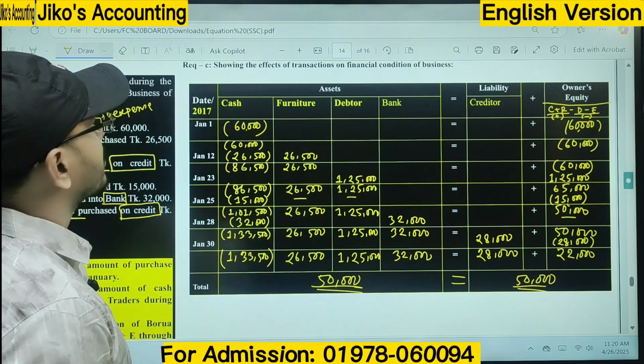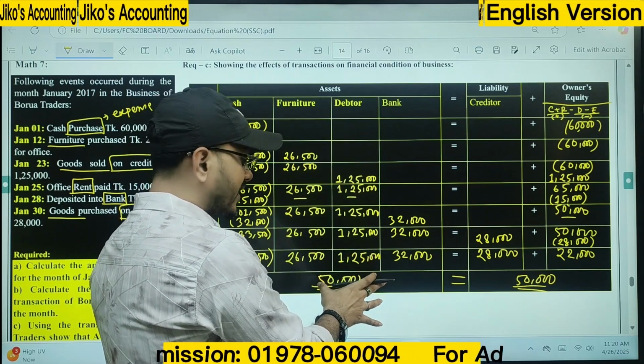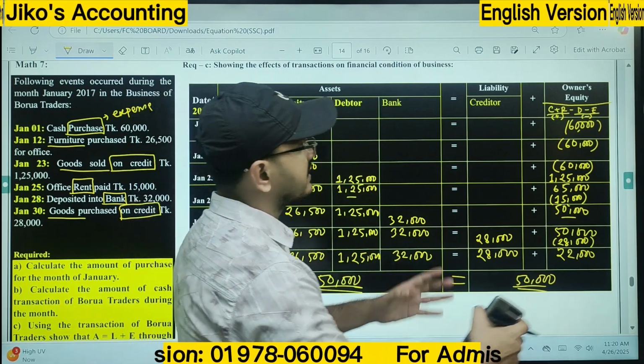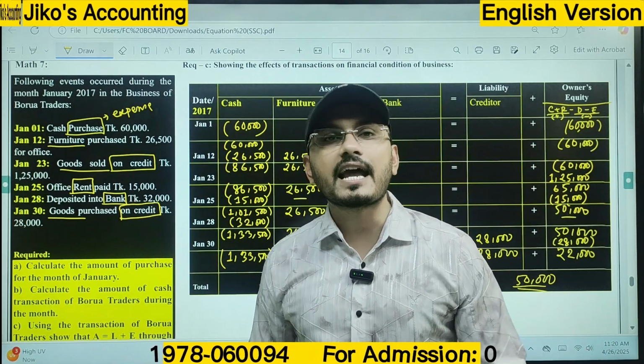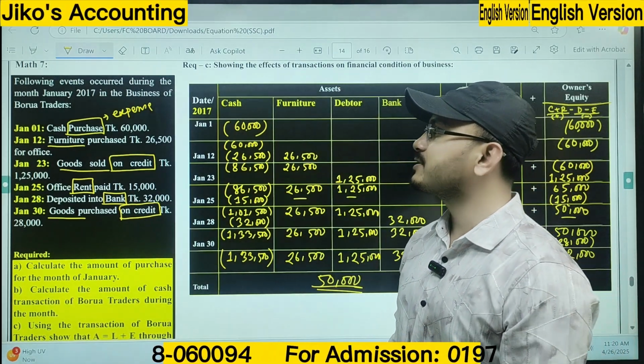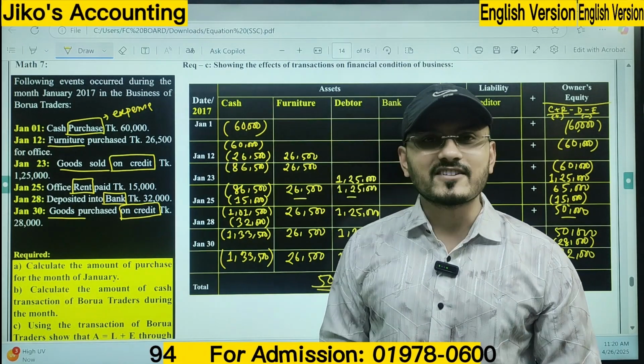That's what we have been told. Prove that A equals L plus C. You can see A, the value is 50,000 taka and the value of liability and equity is also 50,000 taka. That's how we prove that A equals L plus C. I think it's one of the easiest math we have done here. You all have got it.